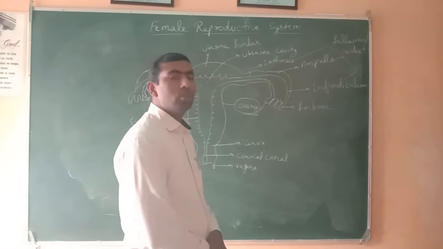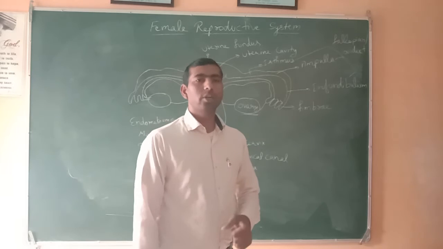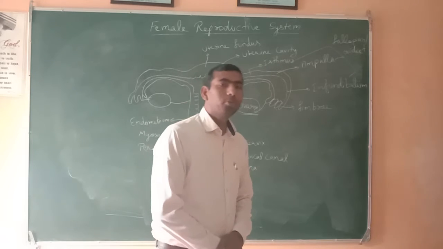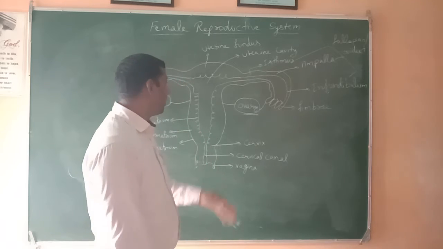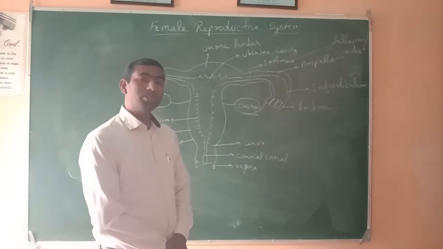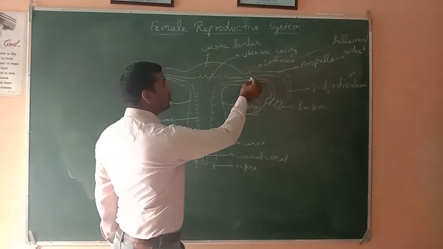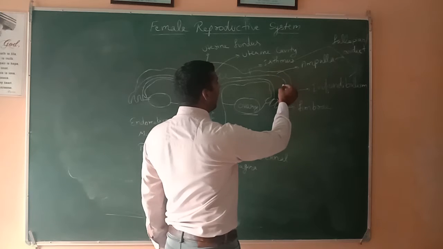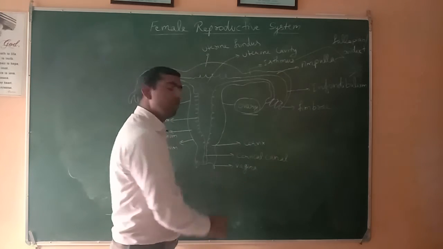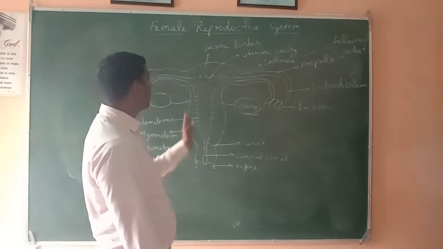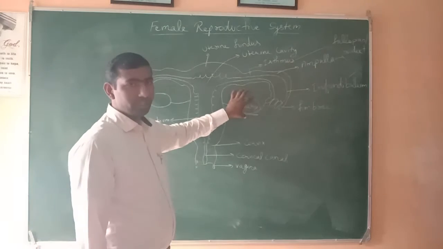So dear friends, today I will study about the female reproductive system. The female reproductive system consists of two main parts, a pair of ovaries and the duct system. The duct system consists of the fallopian tube, the uterus, cervix and vagina. These are the two main parts. First, a pair of ovaries.